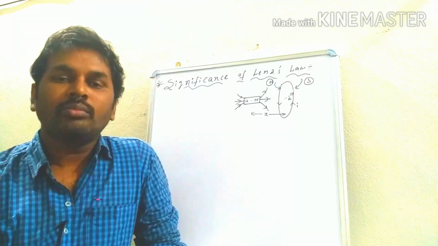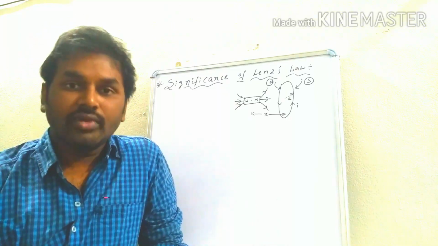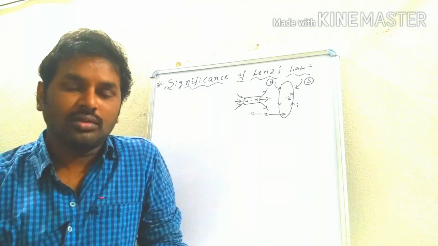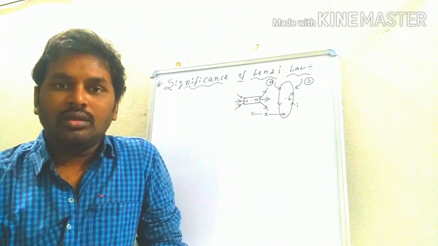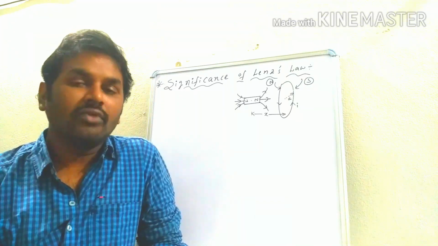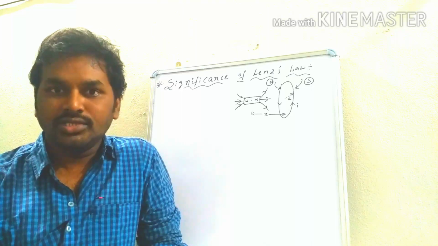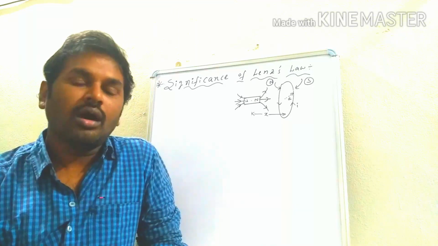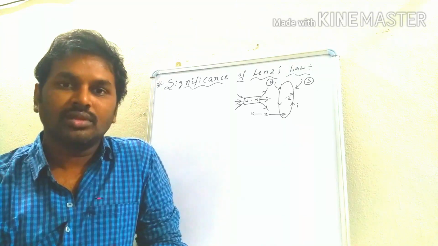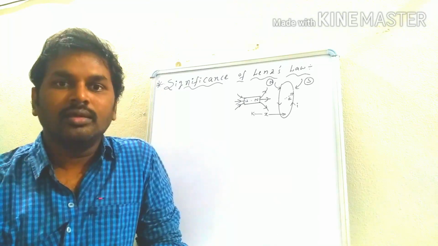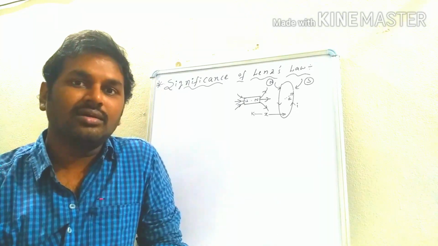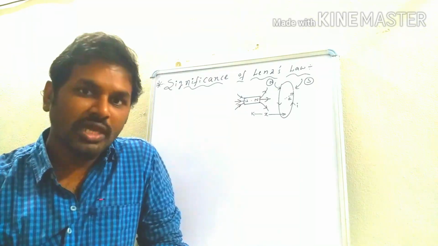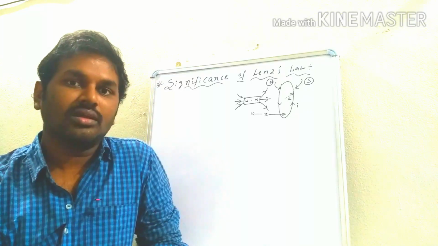In this video, I'm dealing with the significance of the Lenz law, which is very short but the most important. In the Lenz law, actually we found the direction for the induced current. We haven't discussed how the induced current is developed. Here, I'm dealing with why the induced current is developed inside the closed coil when there is a change in magnetic flux. Let us see.